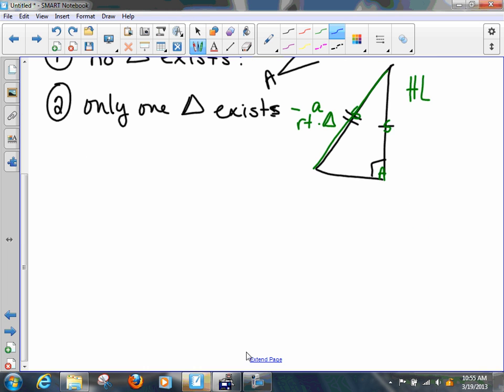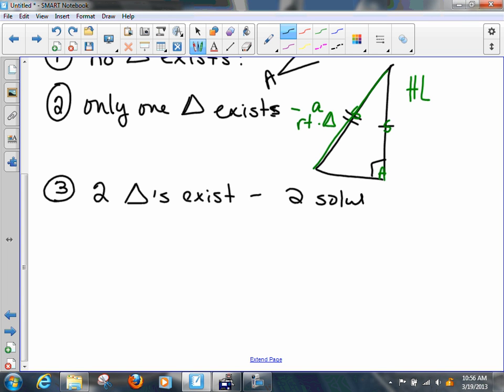Third case, and this is the case that you only want to have to do one time, okay? If you have no triangle exists, you have one triangle exists, then we're going to have, what do you think? Two triangles exist. In fact, you're going to have two solutions. You're actually going to have two triangles. You're going to have your original, which is your normal triangle that we already know how to solve.